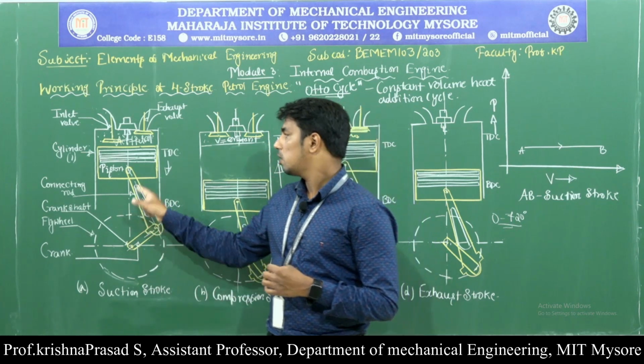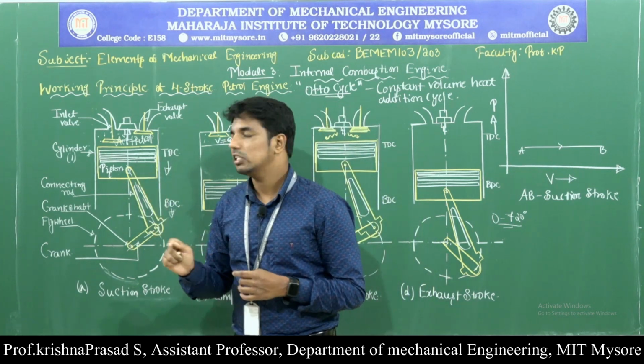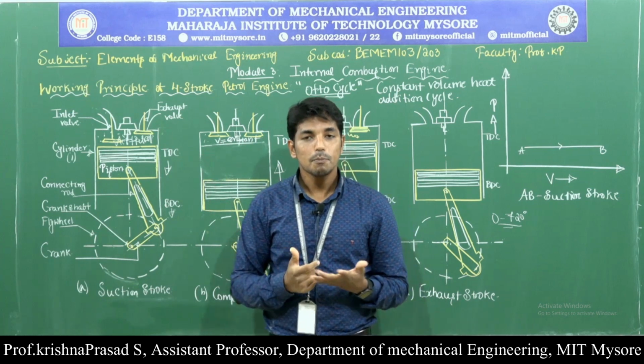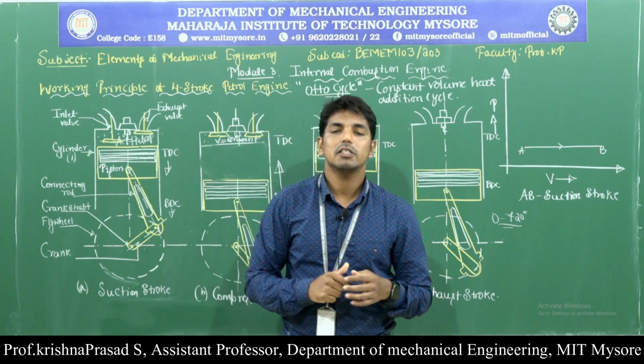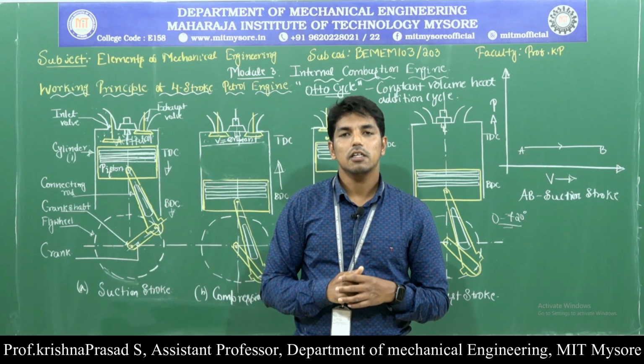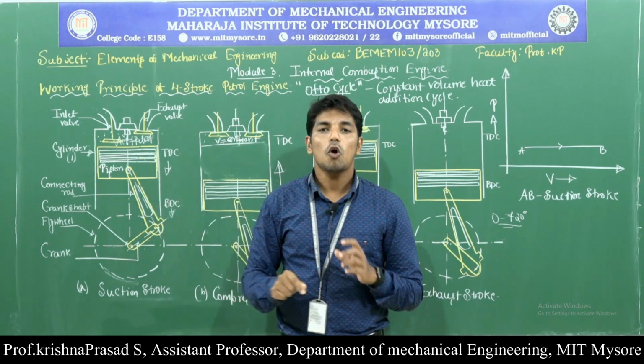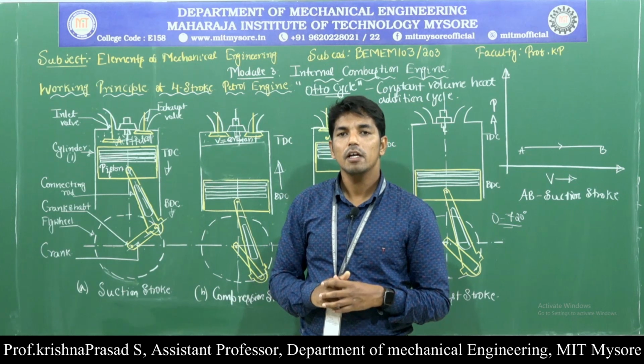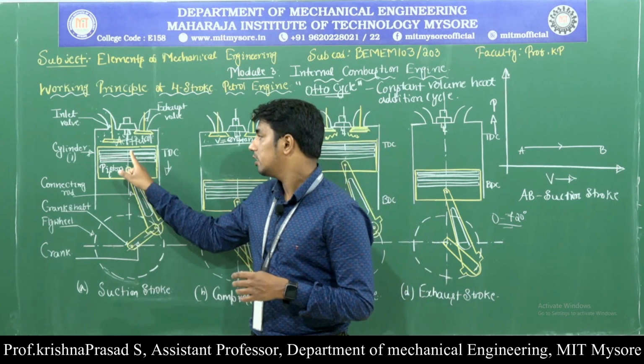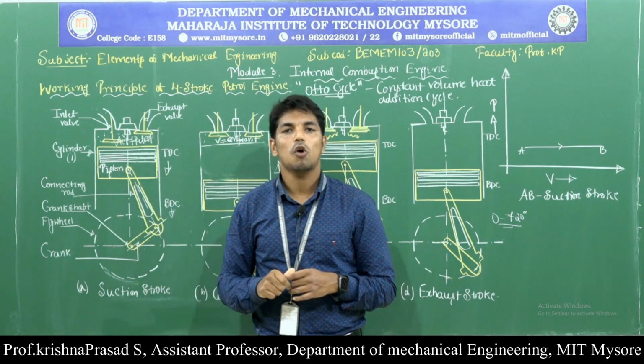Next, the third most important component in the engine cylinder is the piston ring. What is meant by piston rings? Piston rings are metallic rings inserted into the circumferential grooves provided in the top end of the piston. There are two types of piston ring. One is called the compression ring, the other is called the oil ring.